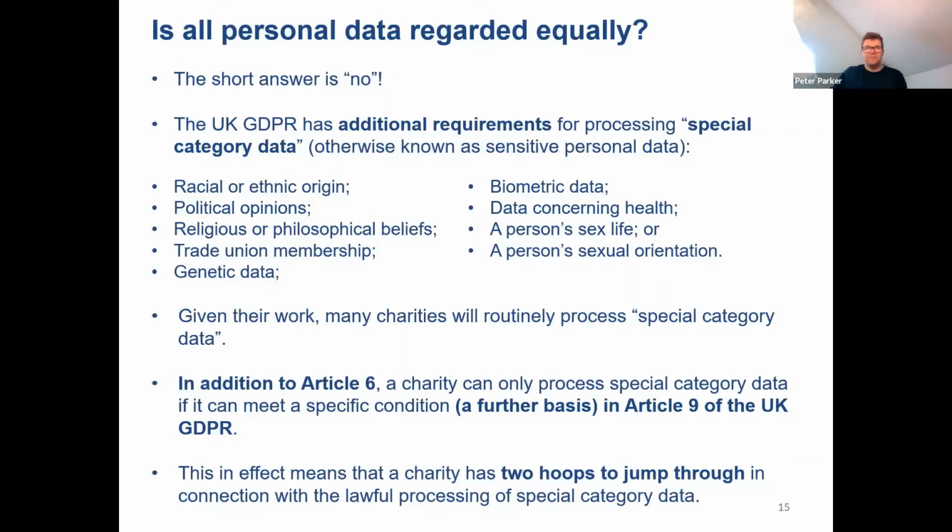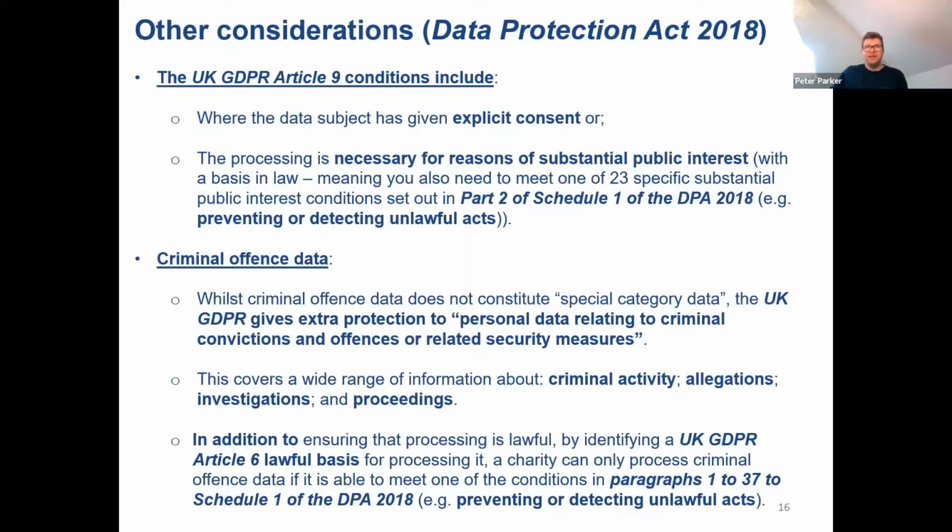The Article 9 conditions include where the data subject is given explicit consent or the processing is necessary for reasons of substantial public interest with a basis arising in law. That meaning that you would also need to meet one of 23 specific substantial public interest conditions set out in Part 2 of Schedule 1 of the Data Protection Act 2018, an example including the prevention or detection of unlawful acts. Whilst criminal offence data does not constitute special category data, the UK GDPR gives extra protection to personal data relating to criminal convictions and offences or related security measures.